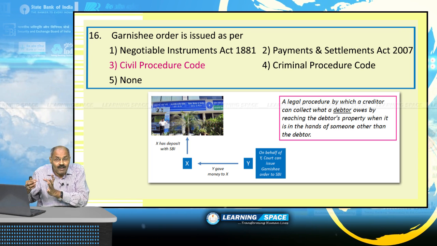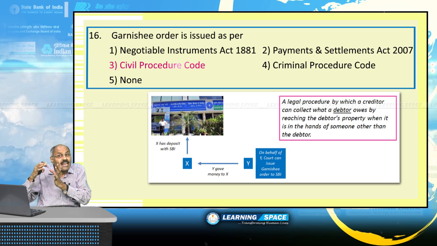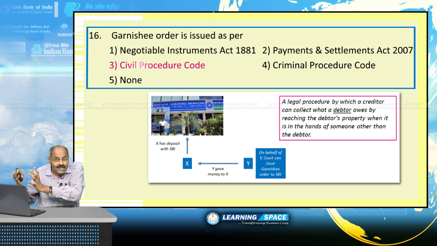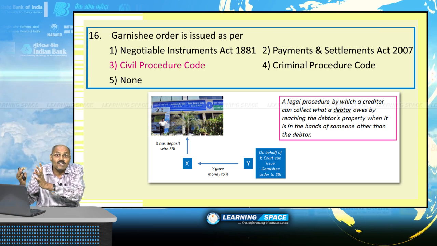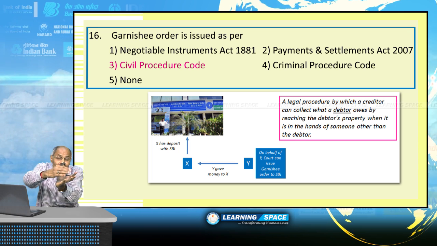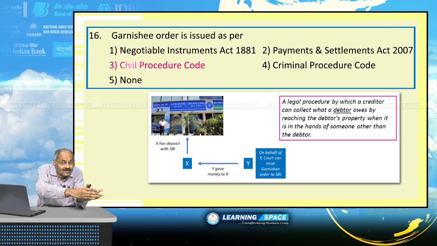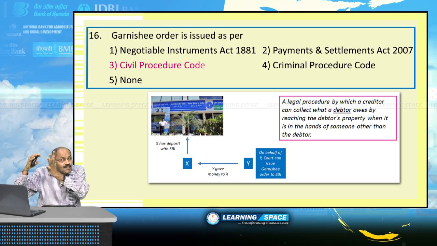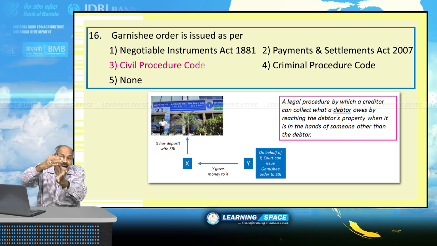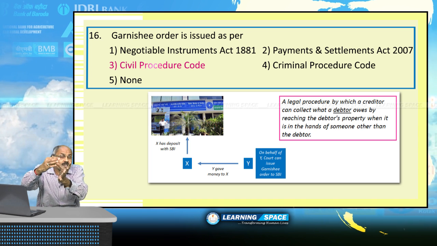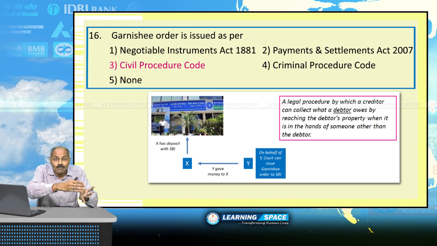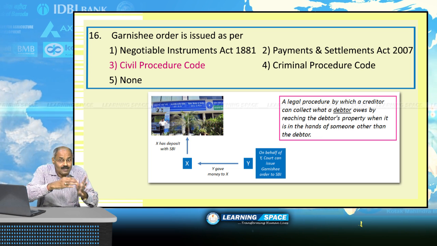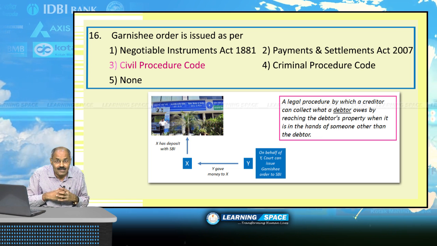X is not paying Y. Then Y can go to court, and the court can issue a garnishee order to State Bank of India to stop payments to X. A garnishee order is the order issued by the court to the bank not to pay the amount to the depositor or customer. Garnishee order, please don't forget.